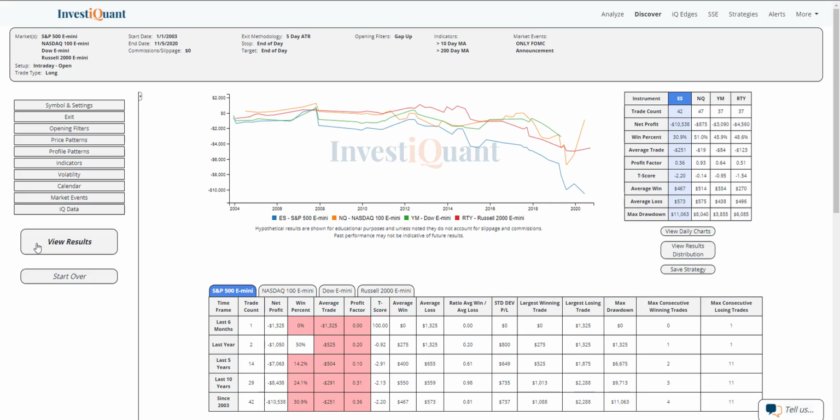And here we go. So these are the results of going long at the open, 9:30 a.m. Eastern Time, exiting at the close, 4:15 p.m. Eastern Time, when you gap up on FOMC announcement day in this bullish environment. Historically, we've got 42 samples of this happening in the S&P, 47 in the NASDAQ, 37 in the Dow, and 37 in the Russell.